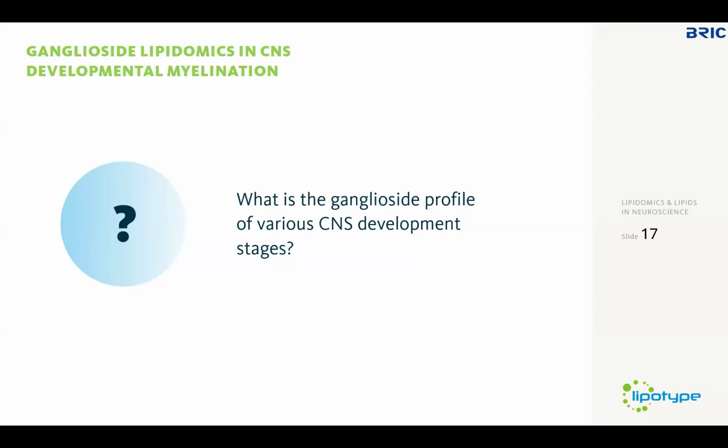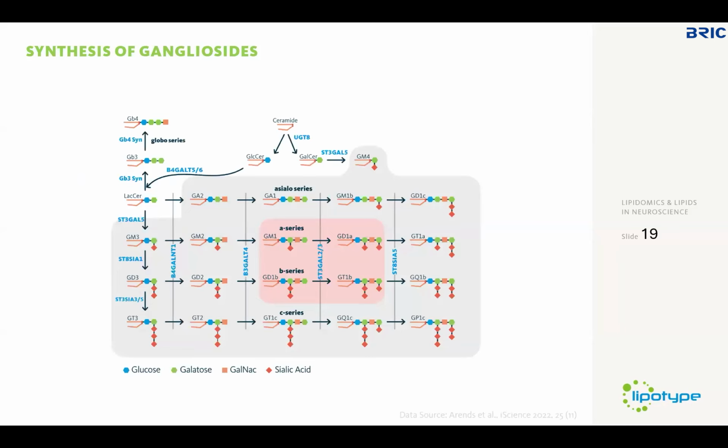So basically, what we wanted to see was the ganglioside lipidomics in CNS developmental myelination. And for this, we needed to develop a particular method that was also done together with collaborators. If you check the gangliosides, which play a huge role in myelination, we see that it's actually not so easy. Ganglioside structures are very specific. They contain galactose, sialic acid, and some combinations of those. They're more hydrophilic, and they're super difficult to extract and measure.